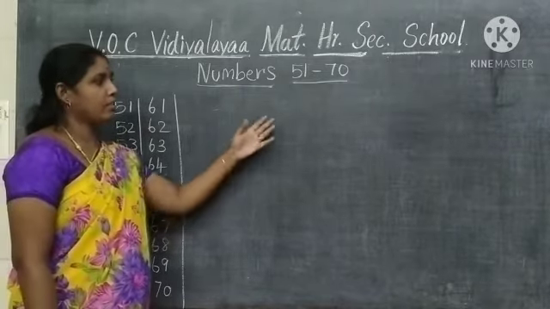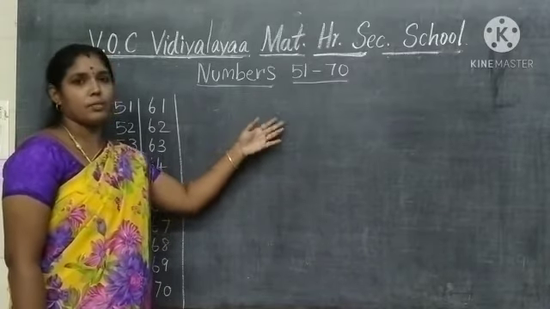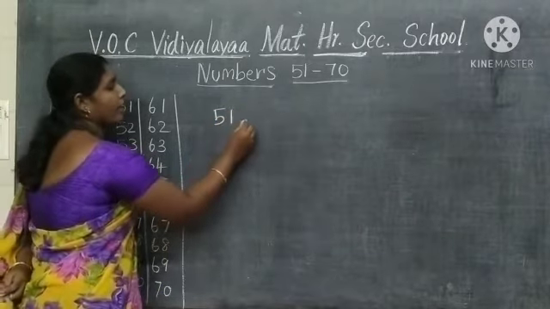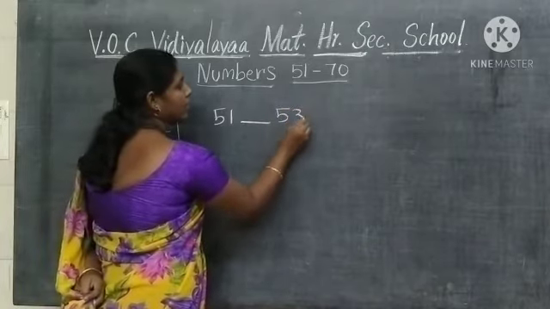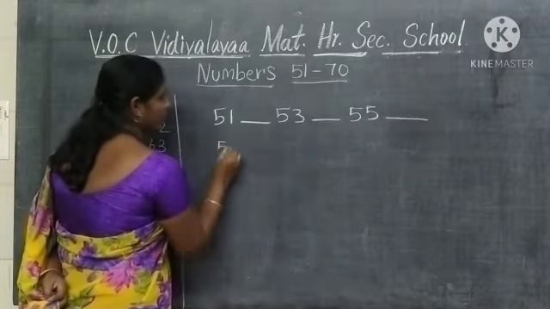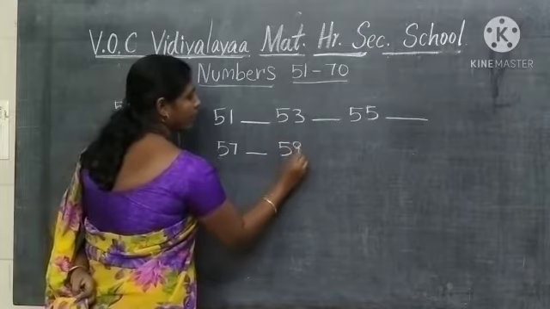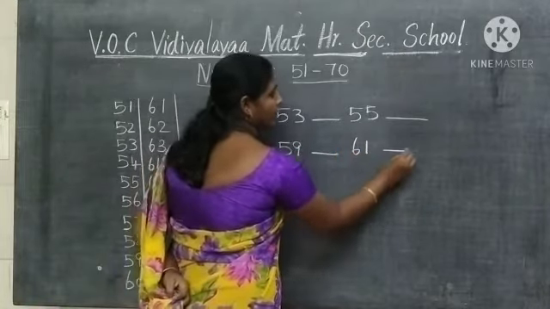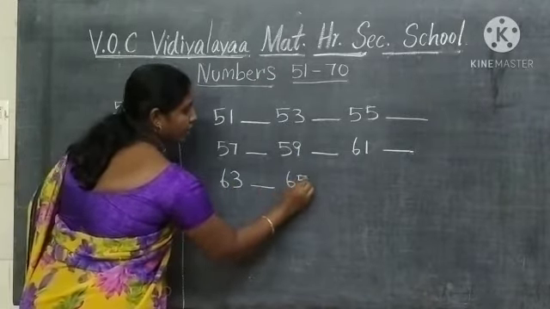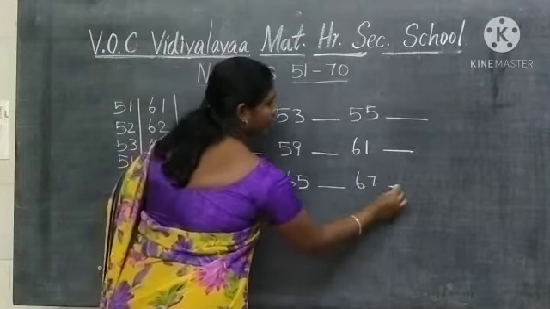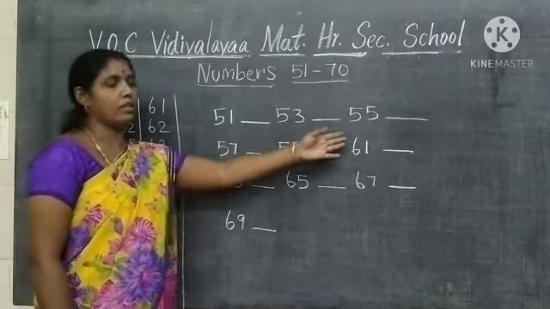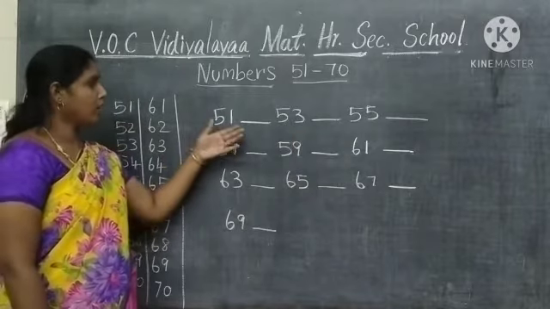Okay, now we will start some missing numbers here. Children, I have given here some missing numbers. You have to find out the missing numbers. Okay, children? Yes. 51, 53, 55, 57, 59, 61, 63, 65, 67, 69. I have given you some missing numbers. You have to identify the missing number here.